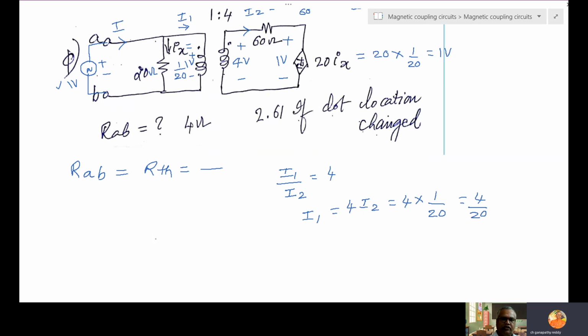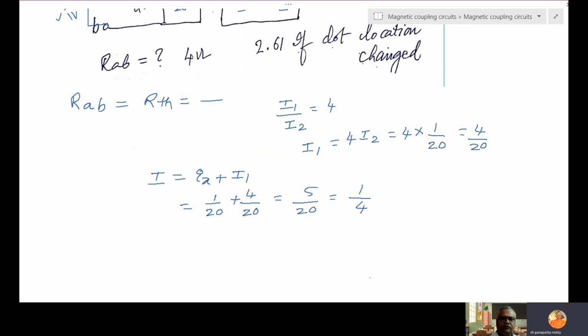What we are looking for is I, which is nothing but Ix plus I1. What is Ix? 1 by 20. What is I1? 4 by 20. Total 5 by 20, equal to 1 by 4. But we want R Thevenin, which is nothing but V by I. What is the V applied? 1 volt. What is the I we got? 1 by 4. So this is 4 ohms. 4 ohms is the answer.